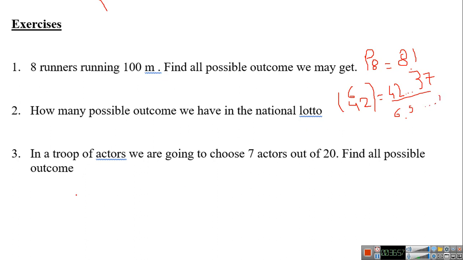In the troupe of actors, we are going to choose 7 actors out of 20. So I want to pick 7 out of 20. Order not important. Repetition not allowed. It's a combination.